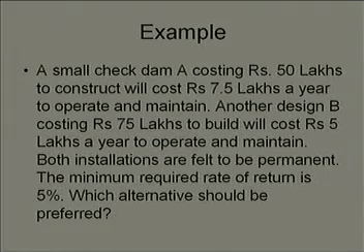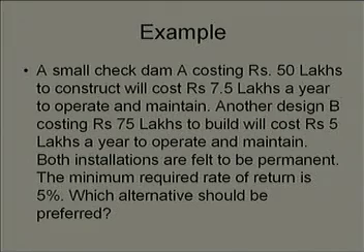Now, there is another design for the same dam, and if you construct according to that plan, it costs 75 lakhs initially to build, and it will cost rupees 5 lakhs a year to operate and maintain. Clear? The first design costs 50 lakhs with an operation and maintenance cost of 7.5 lakhs. The second one costs 75 lakhs with an operation and maintenance cost of 5 lakhs every year.